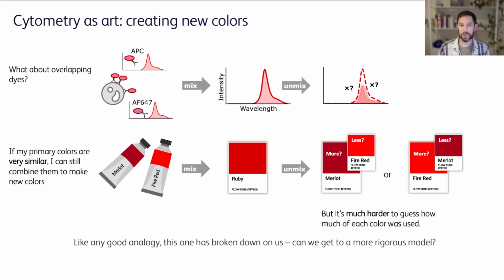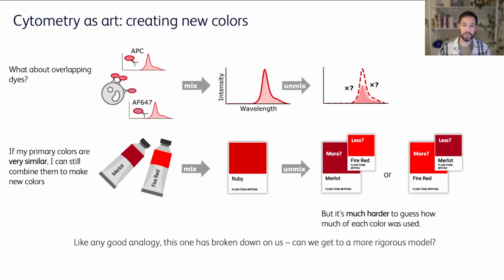We can take this even further to understand some phenomena that we commonly see in spectral cytometry. What about dyes that have very overlapping emission spectra, something like APC and Alexa 647? Well, let's think in terms of some paints. Let's say I had two shades of red, one darker like a Merlot, one a little bit brighter like a fire red or a ruby. And let's say that I mix those together to create a new color.